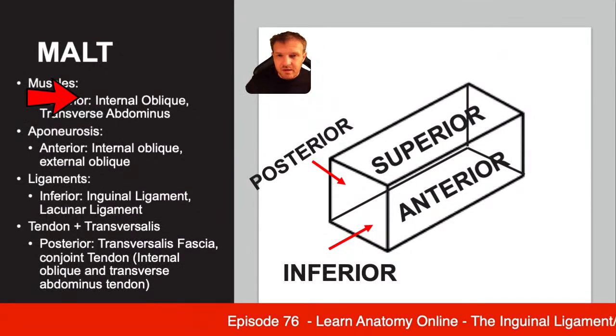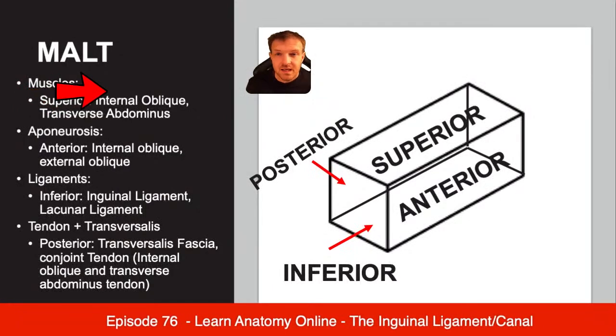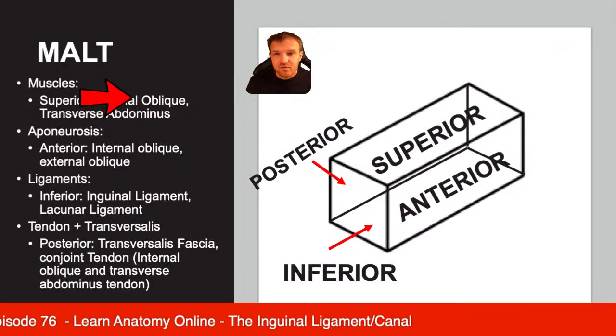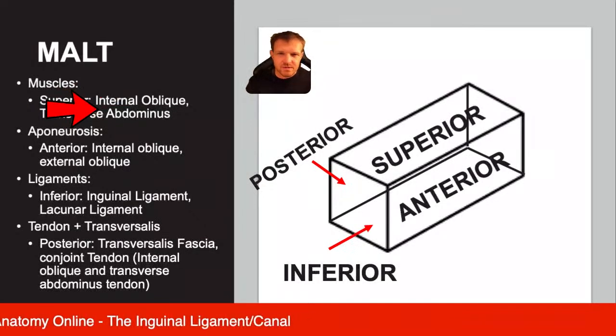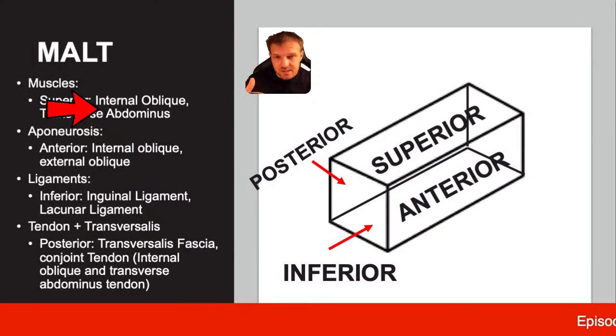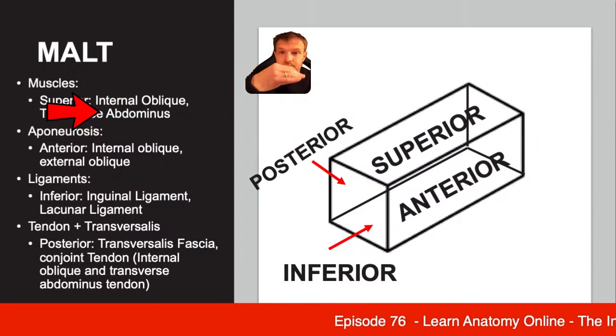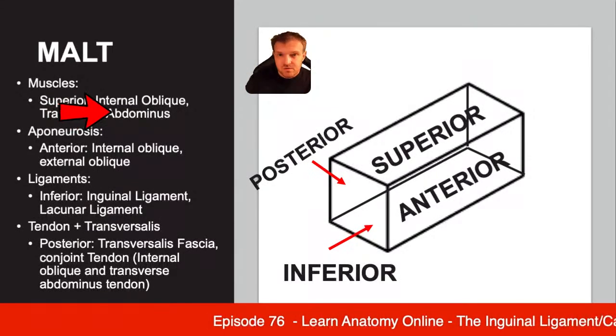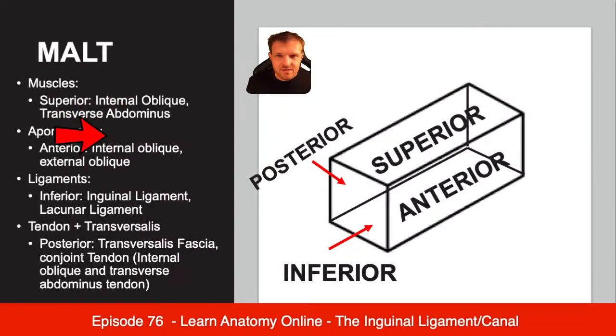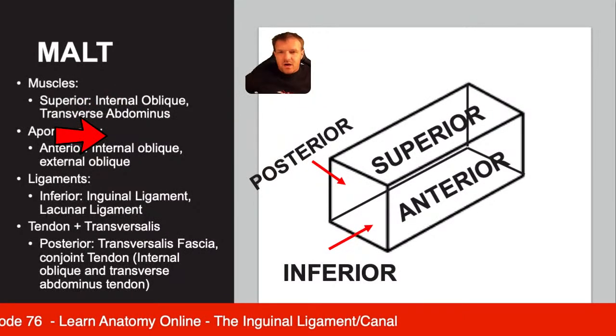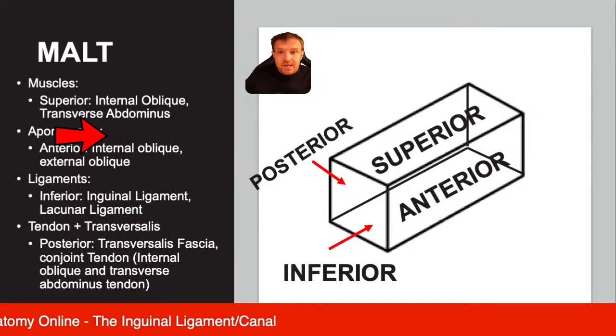The superior part, so the roof of the inguinal canal, is formed by these muscles, and we've not really covered them in this part of Learn Anatomy Online yet. We will go into these in a bit more detail, but we're literally just focusing on the most inferior border of these muscles. These muscles come from the back all the way to the front of the abdomen, and they form part of the abdominal wall.